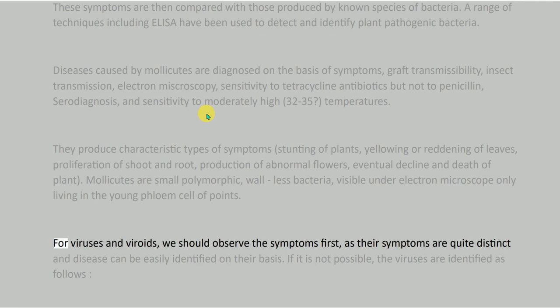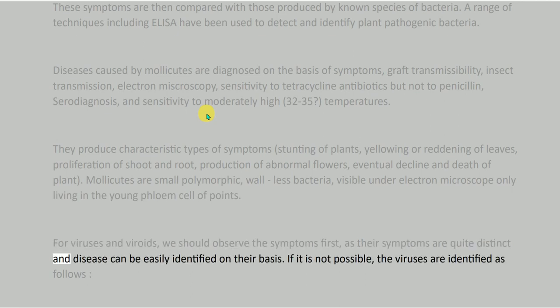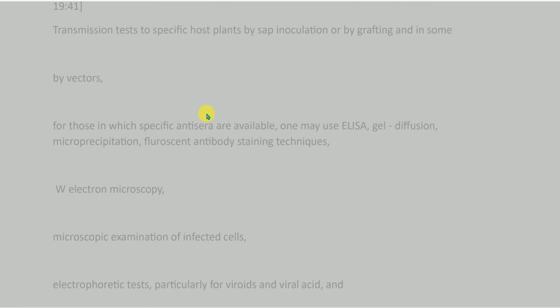For viruses and viroids, we should observe the symptoms first, as their symptoms are quite distinct and the disease can be easily identified on their basis. If it is not possible, the viruses are identified as follows. Transmission tests to specific host plants by sap inoculation or by grafting and in some by vectors. For those in which specific antisera are available, one may use ELISA, gel diffusion, microprecipitation, fluorescent antibody staining techniques, electron microscopy, microscopic examination of infected cells, electrophoretic tests, particularly for viroids and viral nucleic acid, and DNA hybridization.